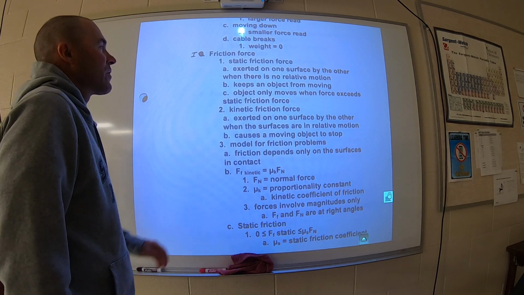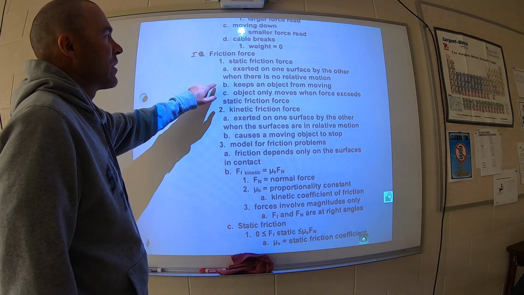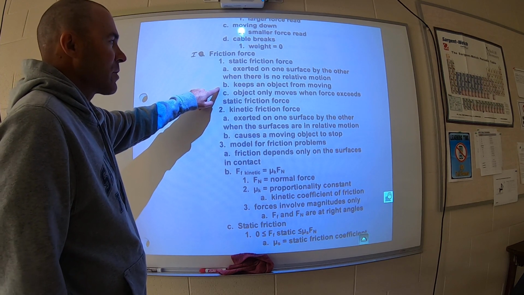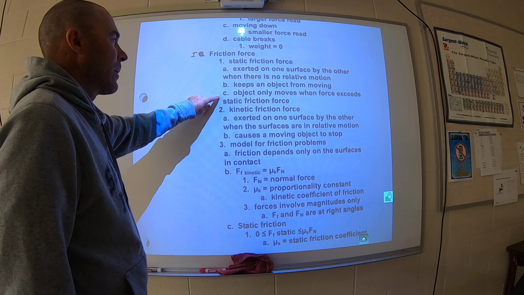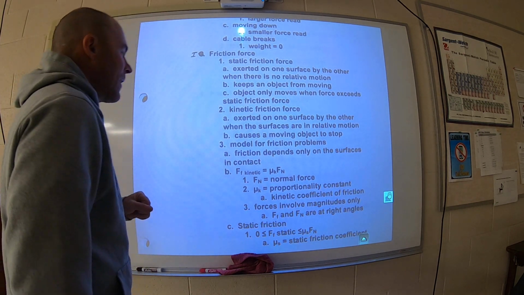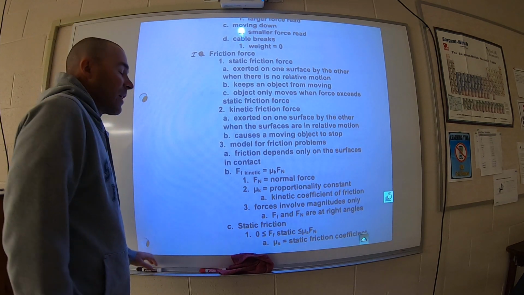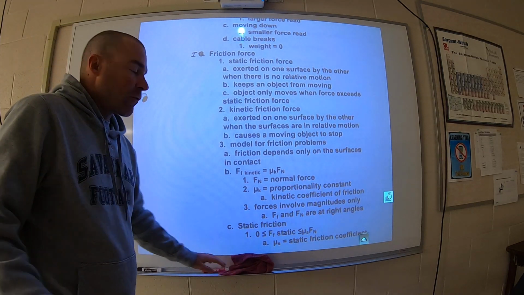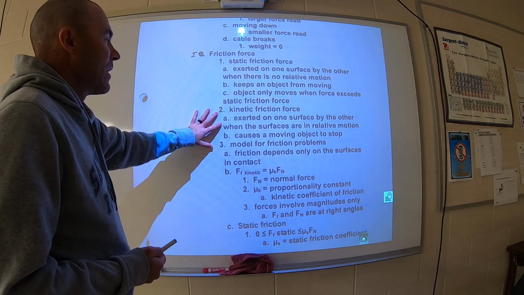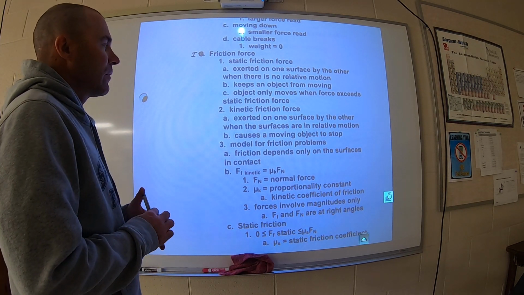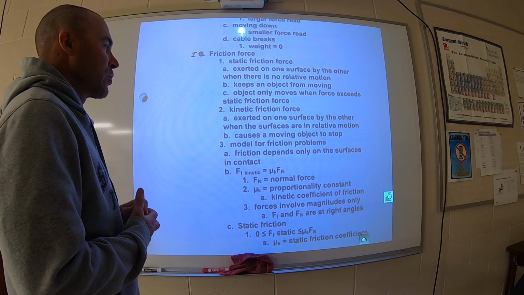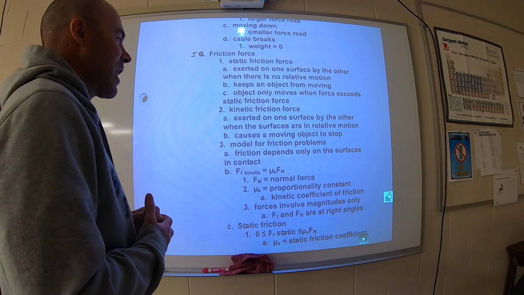And so static friction force is exerted on one surface by the other when there's no relative motion, and it's what keeps an object from moving. An object only moves when the force exceeds the static friction force. And a lot of times the diagrams for the static friction force and the kinetic friction force look very similar to one another. So let me talk about kinetic. Kinetic is the force exerted on one surface by the other when the surfaces are in relative motion, and it causes a moving object to stop.